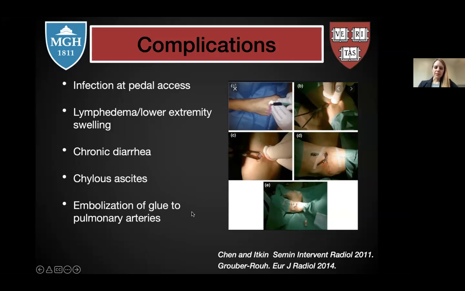I actually have seen this happen to one of my colleagues. There was quite rapid flow when injecting contrast, and the glue, in a very small patient. And so that's something to watch for. And again, that's why the coils can be useful to create a scaffolding to hold that glue in place.